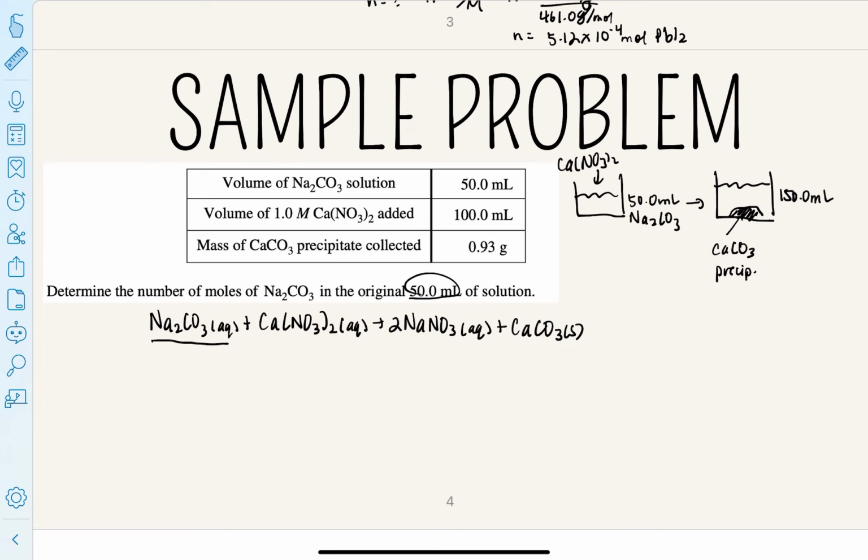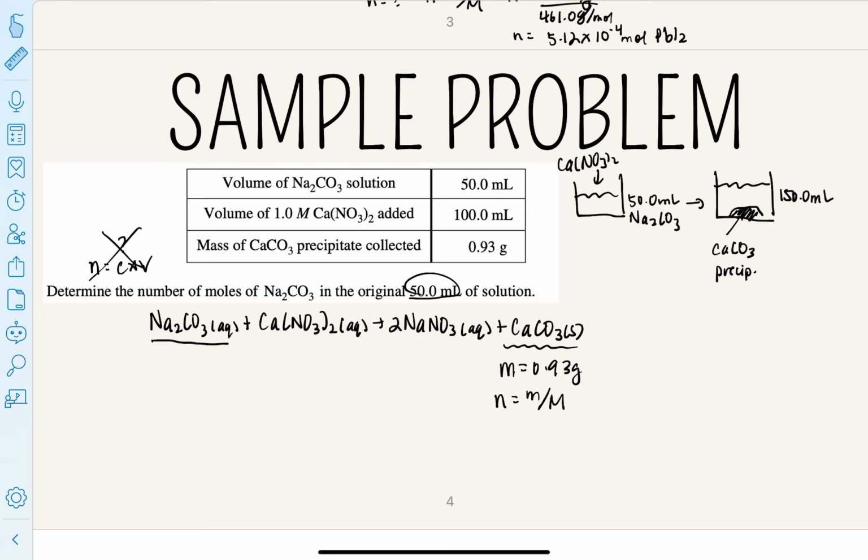So it is a solution, and there is a mole formula, moles equals concentration times volume, but I don't have the concentration of sodium carbonate. That's not given to me. The volume is given to me, so I don't think I can use this formula to find the mole value. But what I do know is there's a lot of information about the product. If I go over to the product side, I know that the calcium carbonate has a mass of 0.93 grams. So what I can actually do is turn calcium carbonate into moles by using my mole formula.